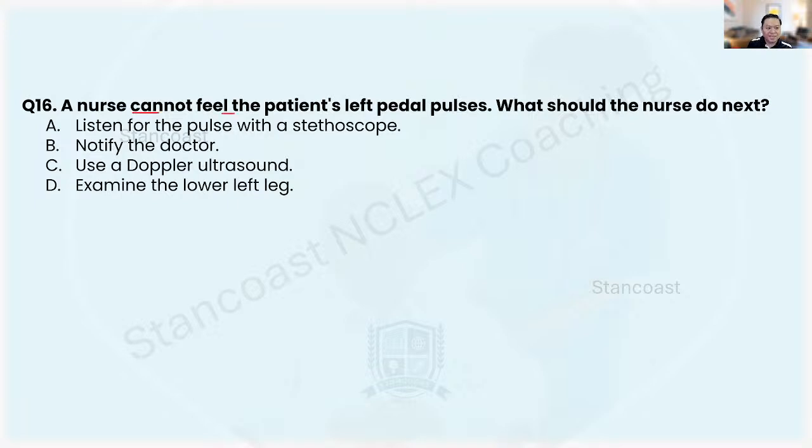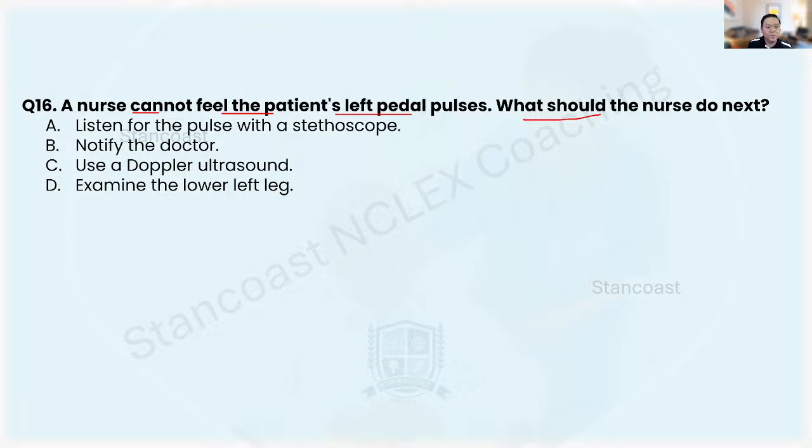A nurse cannot feel the patient's left pedal pulses. What should the nurse do next? A, listen for the pulse with a stethoscope. B, notify the doctor. C, use a Doppler ultrasound. D, examine the lower left leg. Let me get back to you.